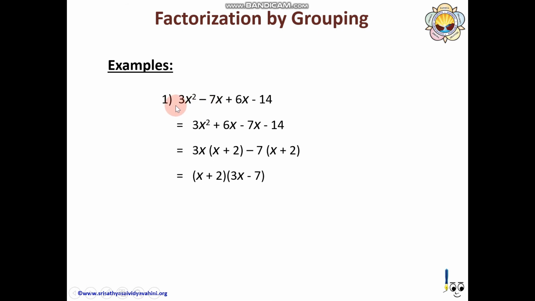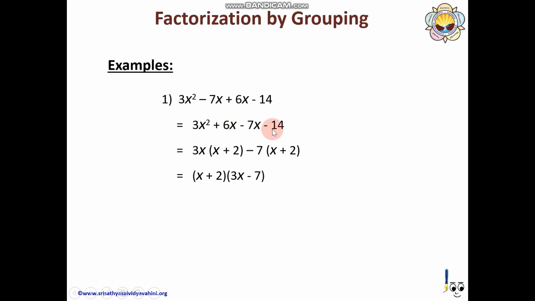Okay. We'll see one more example. Here you see in this expression, is there any common factor? No. So we have to do rearrangement. What did we do here? We brought 6x to the second place and we took this 7x to the third place. Now you see there is a common factor between the first two terms and the last two terms also. What is common in these two? 3 and x. So if you take out 3x, what will be left here? x will be left, and here it will be 2, because 3x into 2 is 6.